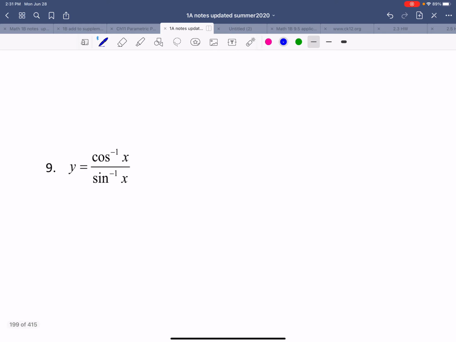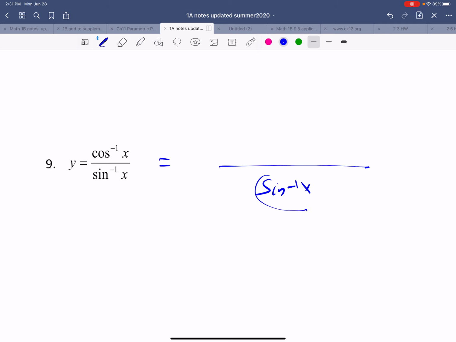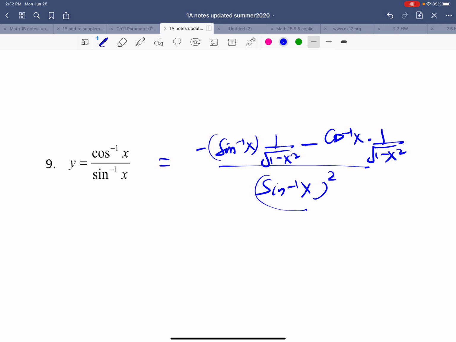Okay, another example. Here we're going to have to use the quotient rule. We have cos inverse x over sine inverse x. So the quotient rule says sine inverse x squared in the denominator, and in the numerator, low d high, the derivative of the higher term, which is going to have a negative in the front, minus high d low. The higher term is cos inverse x, and the derivative of the lower term is 1 over square root of 1 minus x squared.